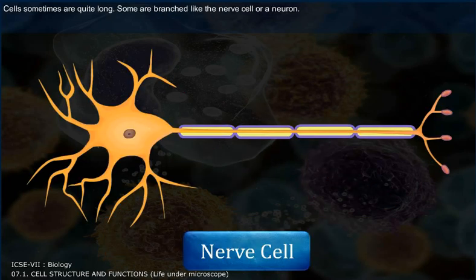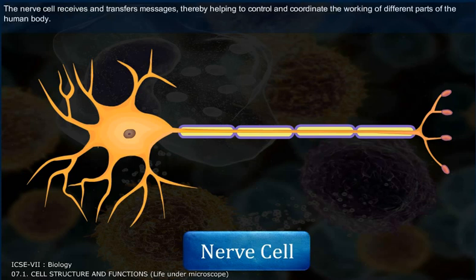Cells sometimes are quite long. Some are branched like the nerve cell or a neuron. The nerve cell receives and transfers messages, thereby helping to control and coordinate the working of different parts of the human body.